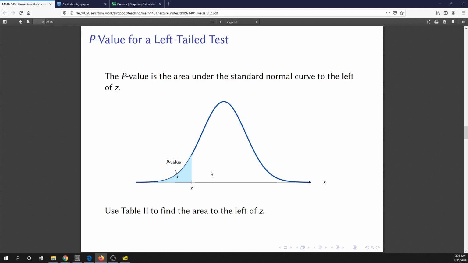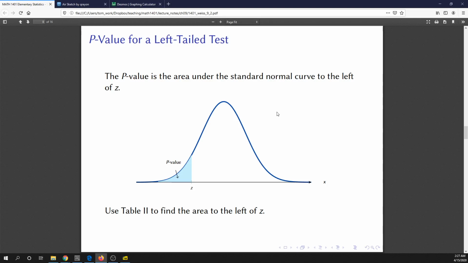All right, next up is the p-value for a left-tailed test. The p-value for the left-tailed test is just the area under the standard normal curve to the left of your z-score. And that's whether it's positive or negative. You only have to worry about 2 z-scores in the two-tailed test. So for this one, we calculate our test statistic. We're going to get a z-score. The p-value is going to be the area underneath the standard normal curve to the left of that z-score, right? And so we just look that up in table 2, and that's the p-value. That's it. Okay.